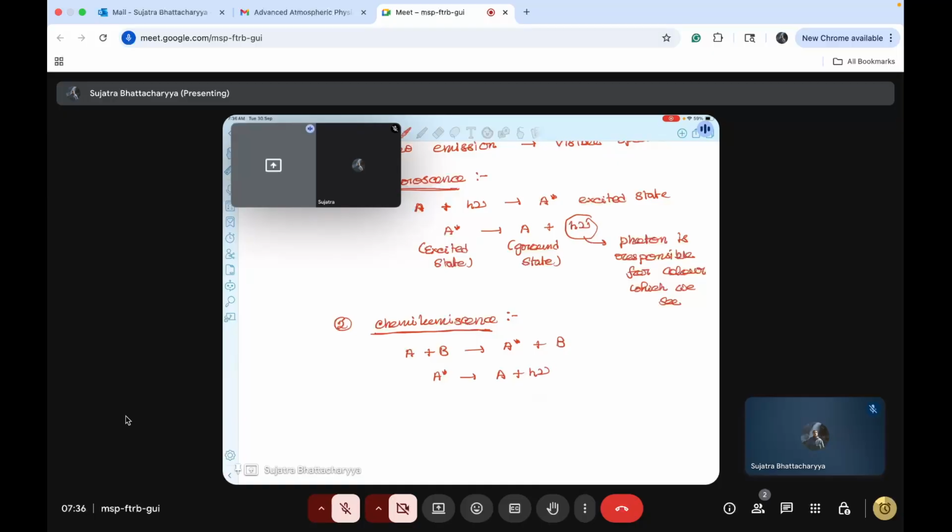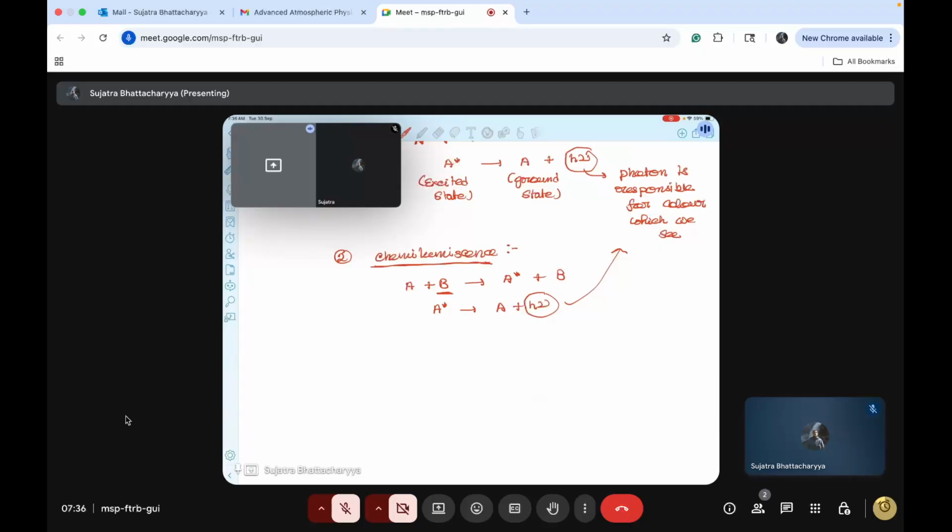The only difference between fluorescence and chemiluminescence is that in fluorescence it is hit by a photon and goes into the excited state. But in chemiluminescence, there is another atom which comes and collides with atom A, making the A go to the excited state. And when it comes back to the ground state, it releases the photon. So this is the same. Only the difference is this.